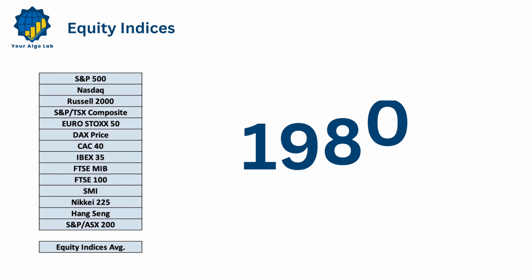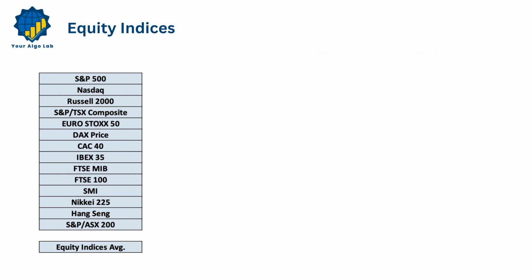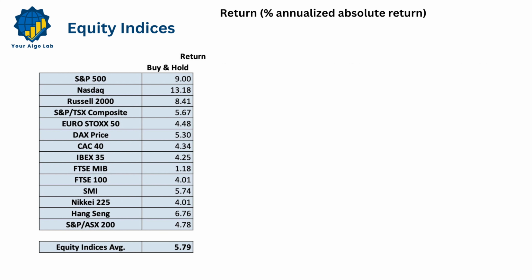We've collected data starting from 1980. For indices that began trading after this date, we've used the earliest available historical data. We've chosen price indices because reinvested dividends can distort the calculation of the long-term moving average. Let's set up our benchmark. Our benchmark will be a buy and hold strategy on equity price indices. Here are the benchmark buy and hold returns. For example, the benchmark buy and hold return on the S&P 500 was 9.00%. Just a quick reminder, this is the price return without including reinvested dividends.